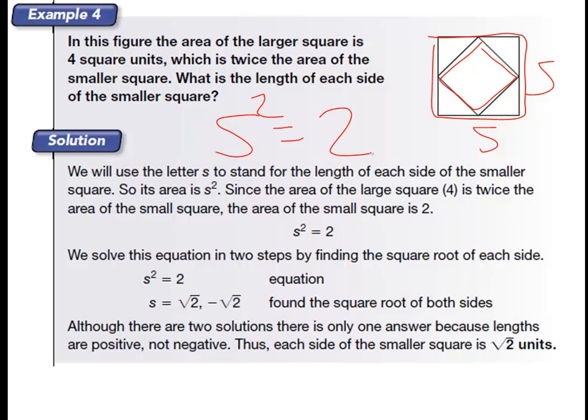So its area is S squared, and since the area of the large square is twice the area of the smaller square, the area of the small square is 2. So S squared equals 2. So we know that this S times this S is going to equal 2. So we solve that problem just like that. S squared equals 2. So S equals the square root of 2 and the negative square root of 2 units.